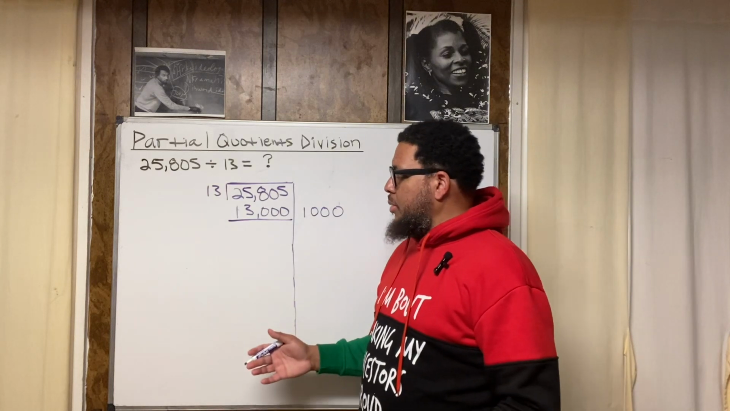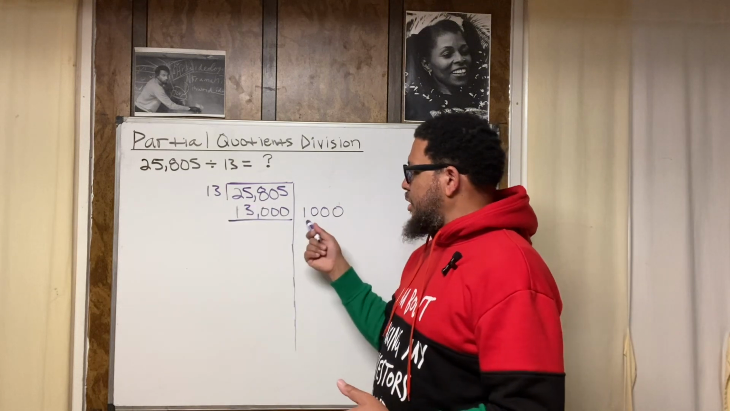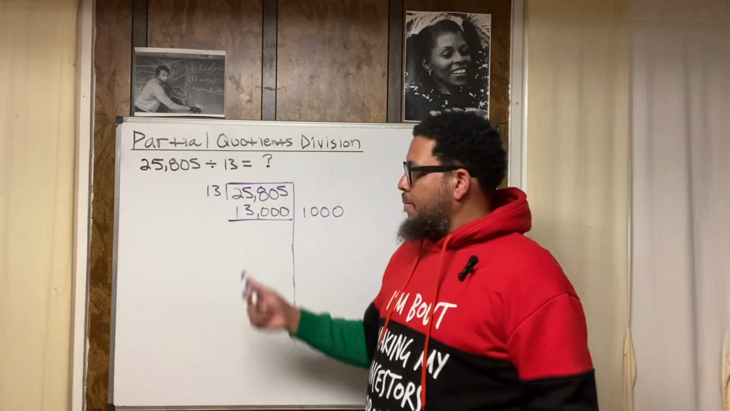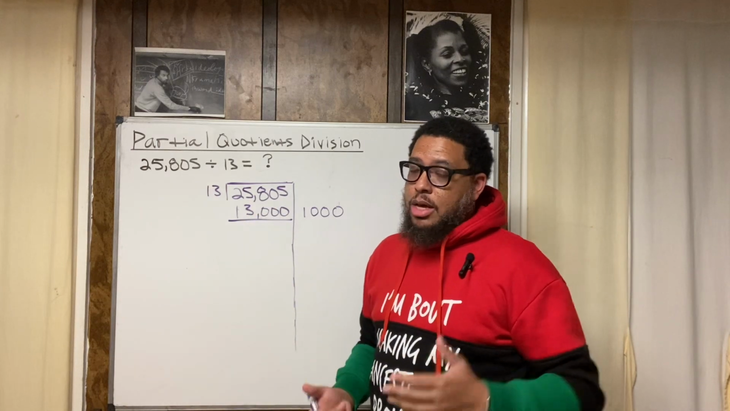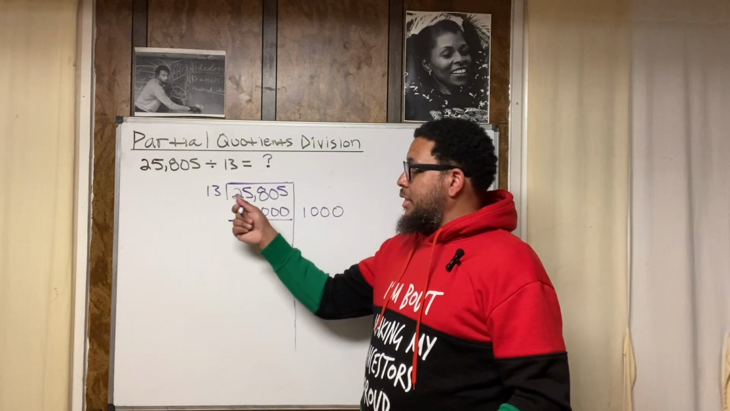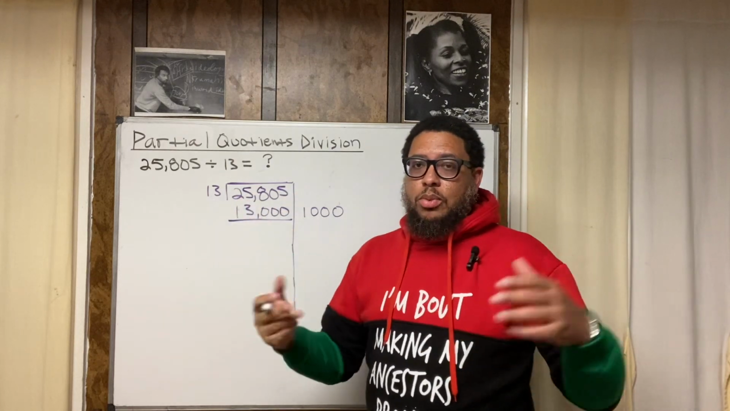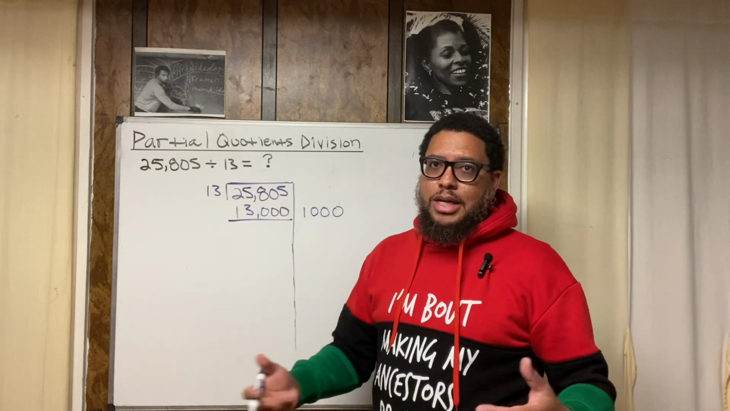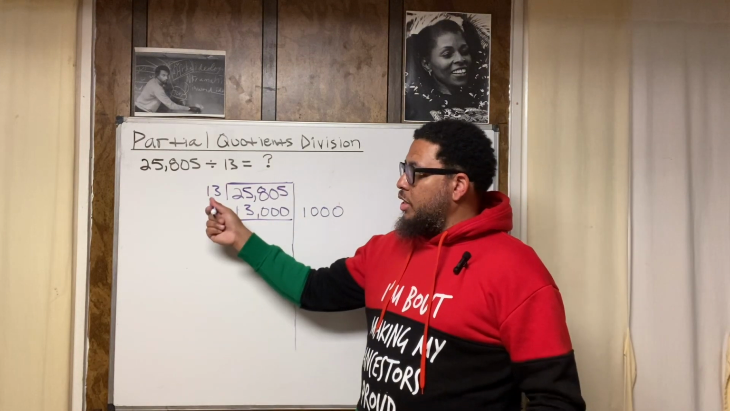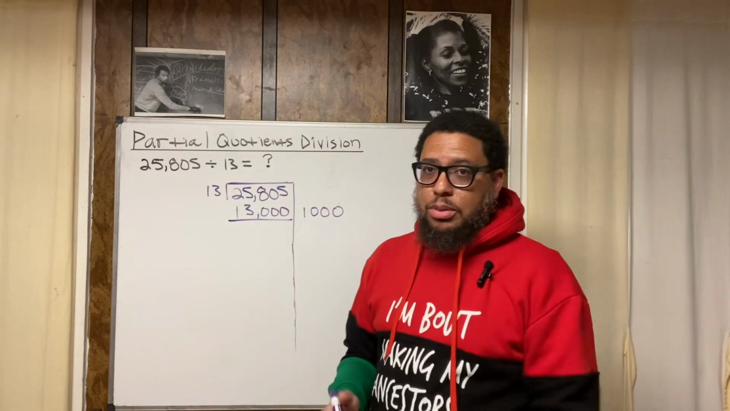But I wanted to use a number that it would be easy to do division with. So it's easy to say 13 times 1,000 because I know the math is simple. It's just 13,000. So that's why I'm using 13,000. When you do this problem, you don't have to use 13,000. You can use another number as long as it's less than 25,805 and it's a multiple of 13. So what the partial quotients method tests you on is how well you understand how to find multiples of your divisor.